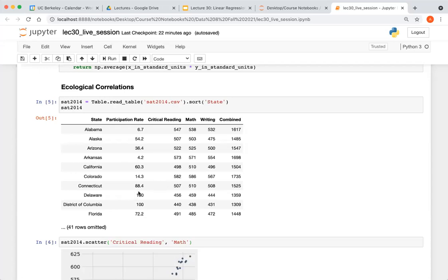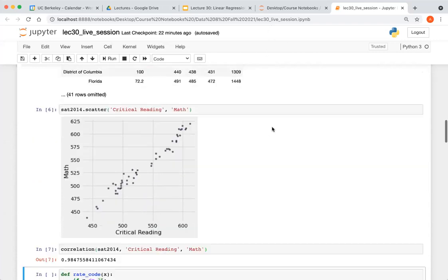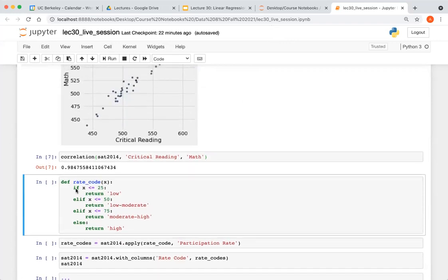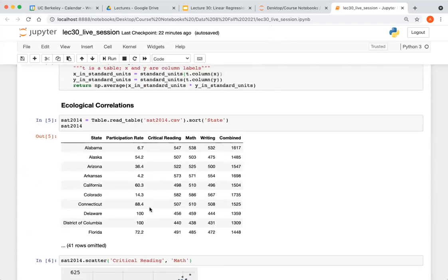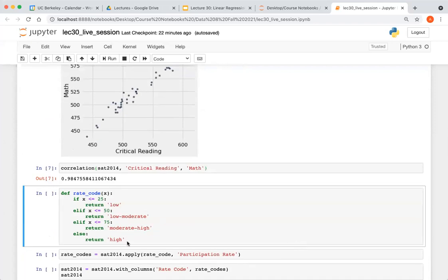In Connecticut, lots of people are taking it. Delaware and DC, some states actually require the SAT. Whereas in Alabama, it's very low. Okay, so what I'd like to do is connect this variable, the participation rate, with this scatter diagram here. So I have this third variable that I want to bring in. And so what I did was I wrote a function which is a crude categorization of this rate. I code these rates as low, moderate, high, and high, because I don't want to look at all the detail.